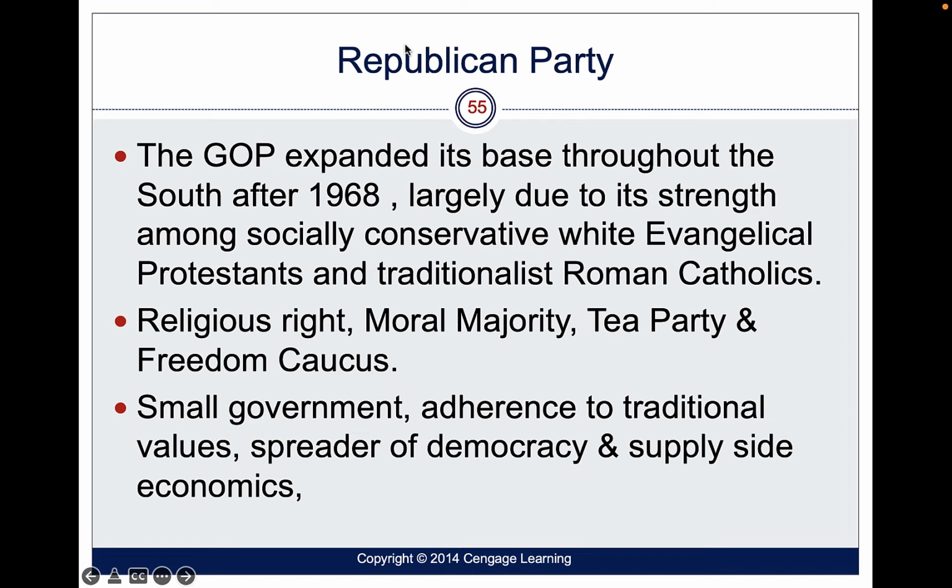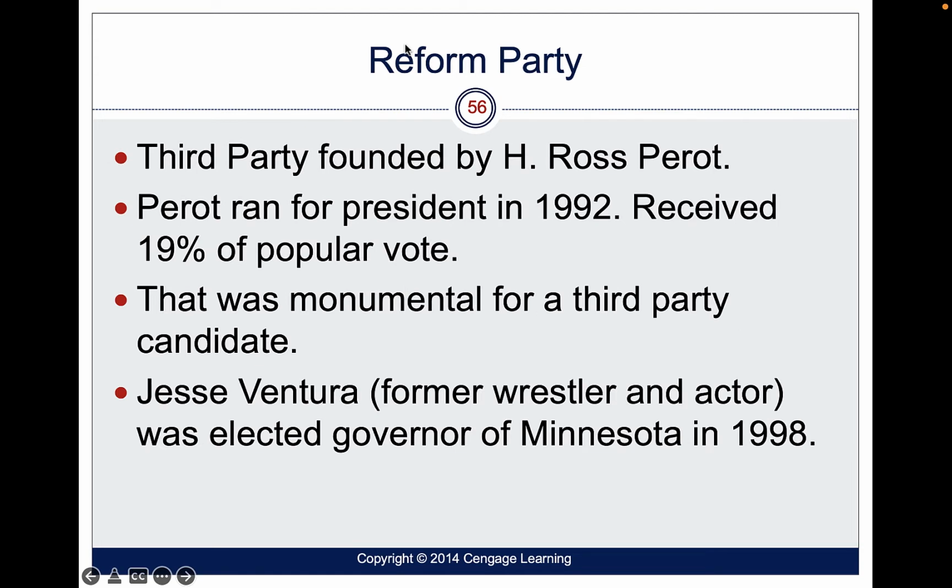So the Republican Party also has kind of segments or factions as part of it. The religious right, which we just talked about, included with the Moral Majority, plus the Tea Party and the Freedom Caucus, who are groups that really look for limited government. So kind of the whole concept of small government, adherence to traditional values, the spreader of democracy, and the concept of supply-side economics, that trickle-down economic theory. We're actually going to visit that later in the semester.